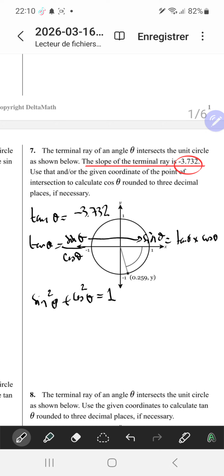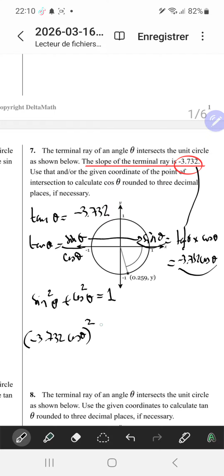Times cosinus theta. And what is tangent is this. So it's minus 3.732 times cosinus theta. So sinus, we can replace it with this here. So which means that minus 3.732 cosinus theta all squared plus cosinus squared is 1.